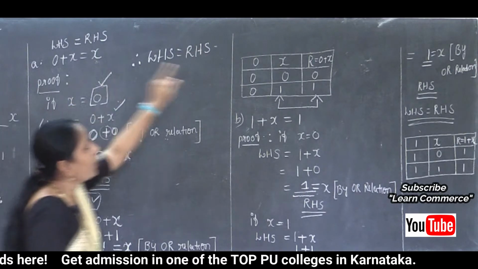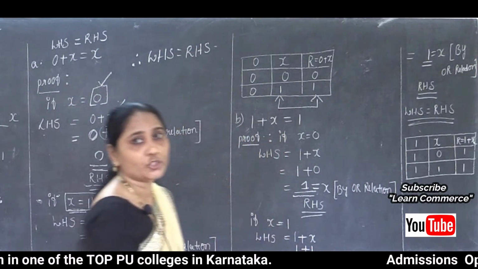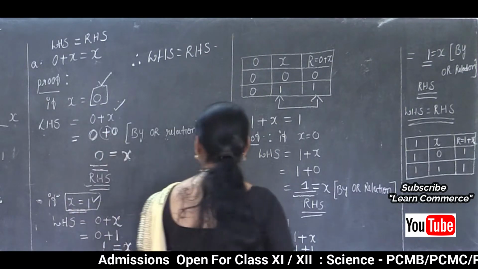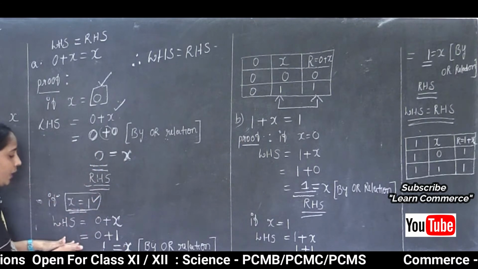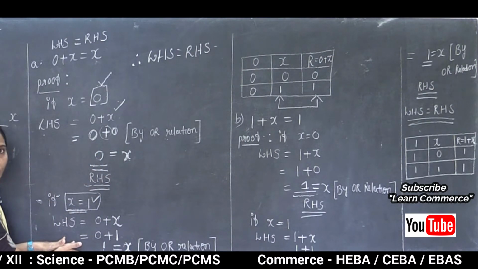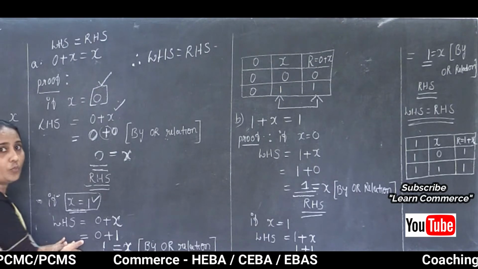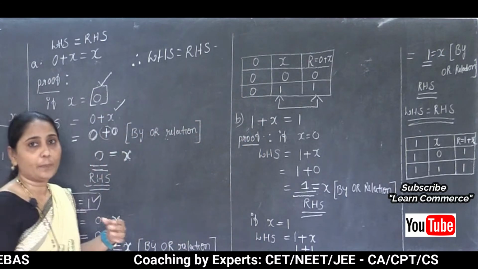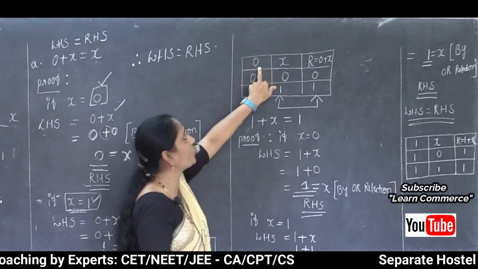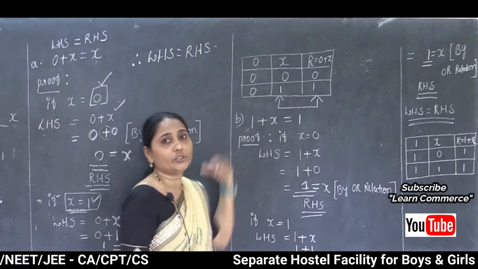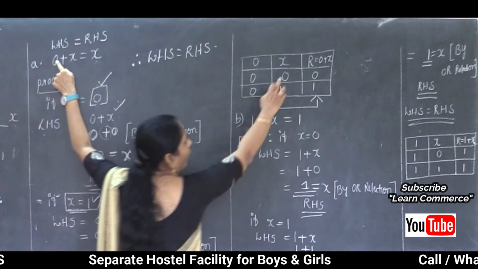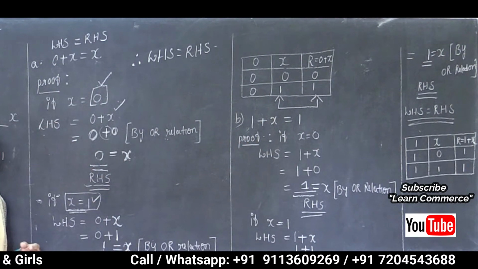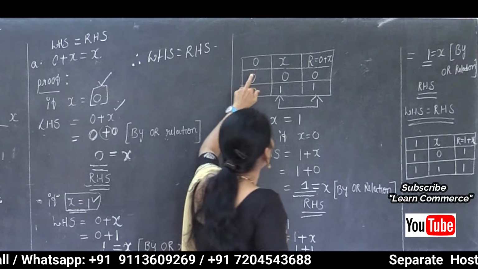Now let's use our truth table to prove whether it holds or not. Here we have only got the answer for x value equal to 0 and x value equal to 1. As a final step we are going to prove it using the truth table, and in our truth table I am going to use 3 columns. In the first column I am going to take 0, the second column is x, and the third column shows the result, that is 0 plus x.